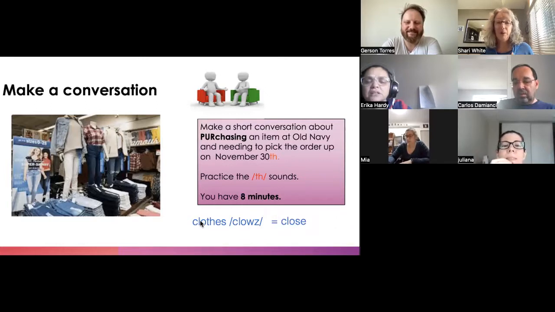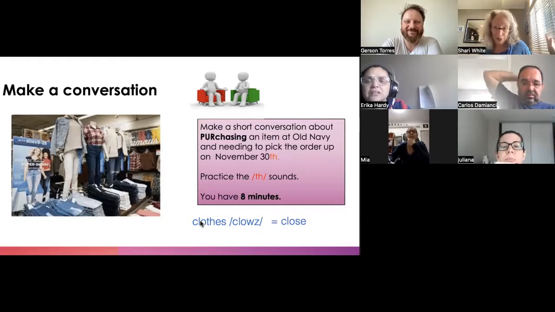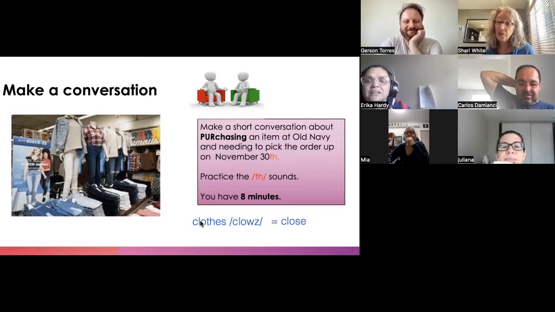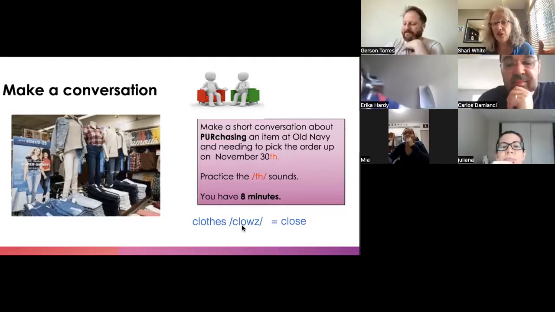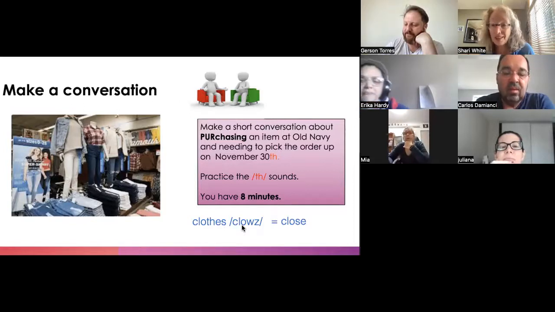So when I buy clothes at Old Navy, because I like that store, because it's really cheap, I go to Old Navy and I buy clothes. I don't buy clothes, it's too hard for me. So it's really hard for you. So there's a trick for you. Clothes, not clothes. Okay, clothes.